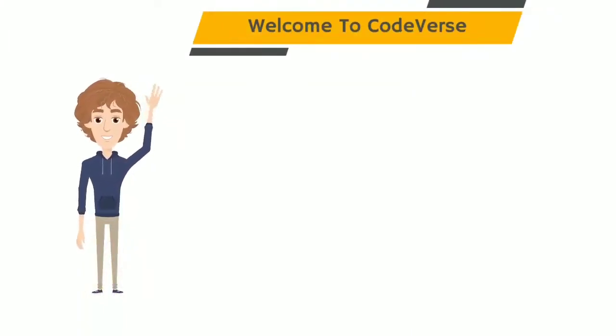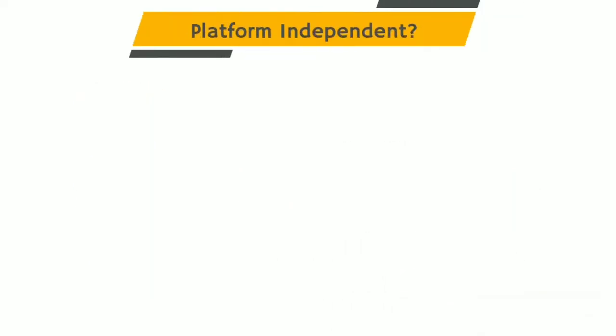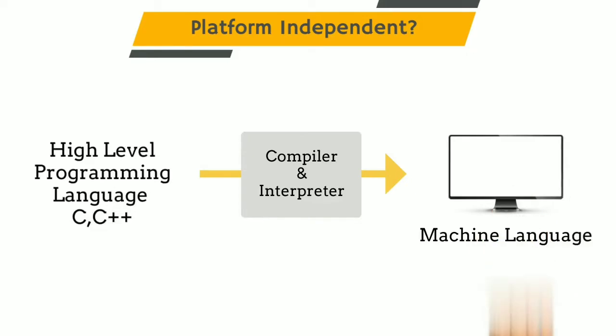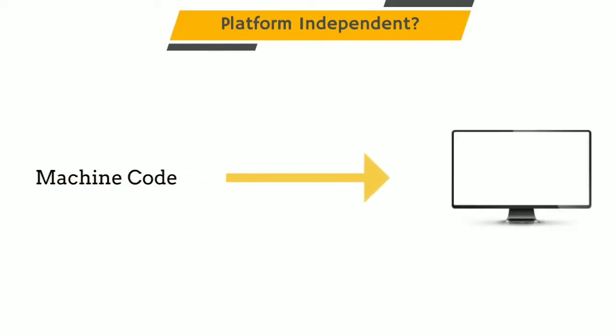In this video, we will be learning about why Java is a platform independent language. First, let's understand what is meant by platform independent. So normally when we write a program, our compiler or interpreter will convert that program into machine code and then our computer will execute it. Machine code is highly dependent upon the system that we are using as well as the operating system of our computer.